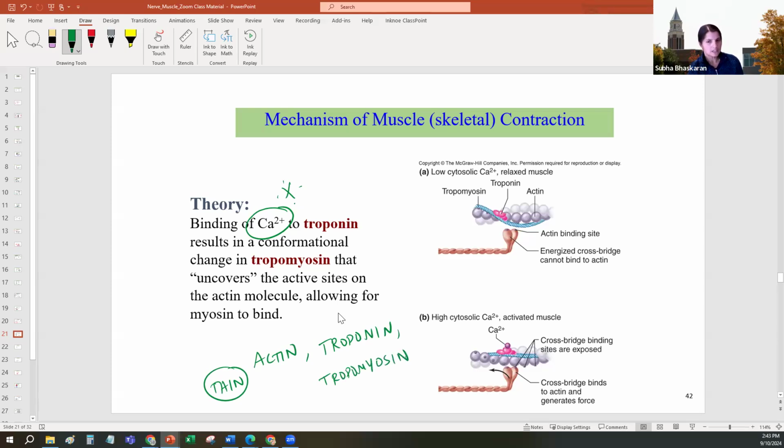So calcium, once it comes into the muscle cell, binds with troponin and moves the tropomyosin away. So calcium comes in, the muscle gets activated. What happens? Calcium binds with troponin and moves the tropomyosin away, so that this process helps myosin bind with actin. Got it? Okay, so this is important.